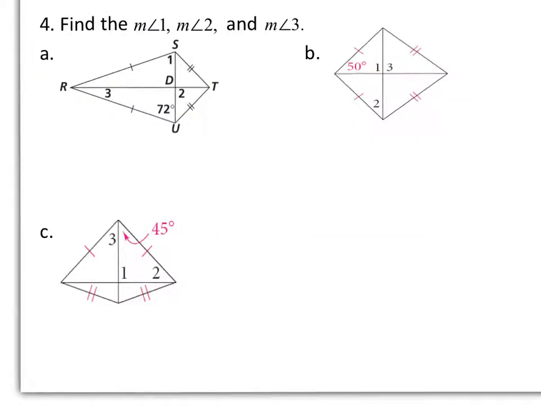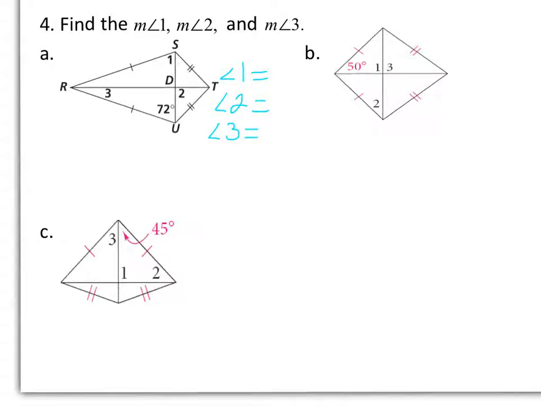Alright, let's look at some examples of kites. In number 4, we want to find the measure of angle 1, measure of angle 2, and measure of angle 3. So I'm going to mark down the 3 angles we want to find. Again, might not necessarily be in this order.